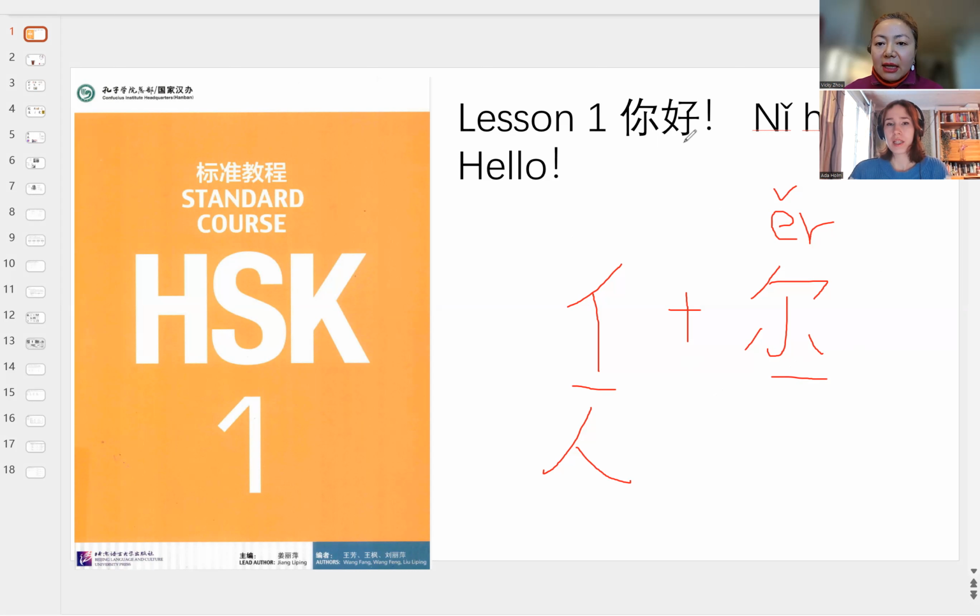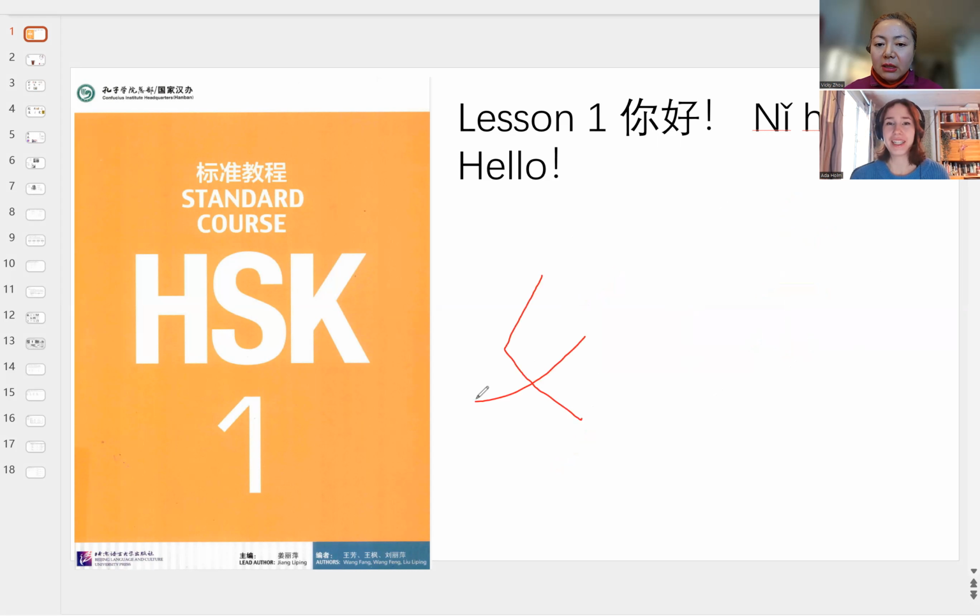Okay, and the second character, this one, 好. There's the female radical on the left, the nu. And then is this character just called zi? Yes, you are right. You said this is female. What about the zi? I'm actually not sure what the meaning is. I know it's in a lot of words, but I don't know what it means alone.